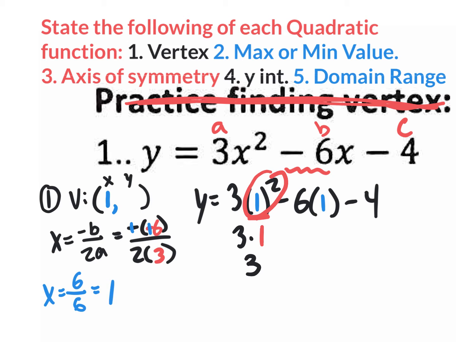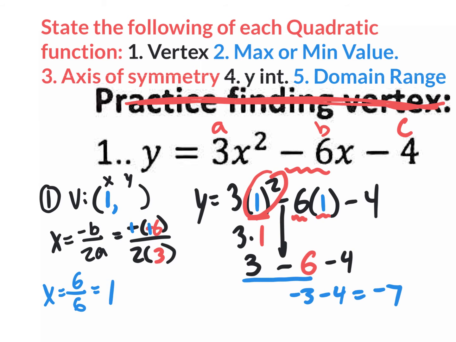And then over here we have a 6 times 1, that is 6. But don't forget about the minus sign that was right here. Bring it down. You could call it negative 6 times 1, which gives you a negative 6. Or you could just do 6 times 1 and then bring down the negative sign. Last but not least, bring down that minus 4. And then do this math from left to right. 3 take away 6 is negative 3. Negative 3 minus 4 is negative 7. So what did I just find here? The y value, right? It says y equals negative 7. So I just found the y value of my vertex. That y value is negative 7.